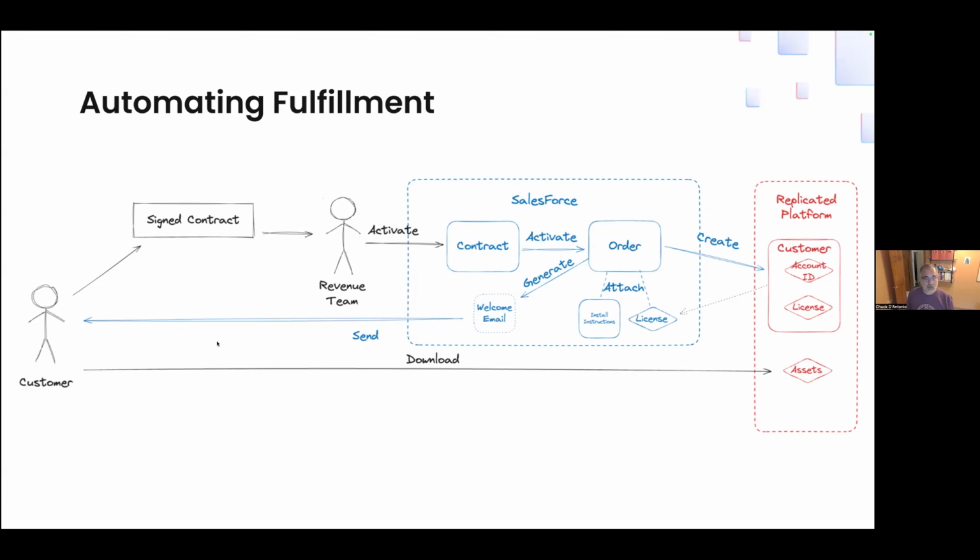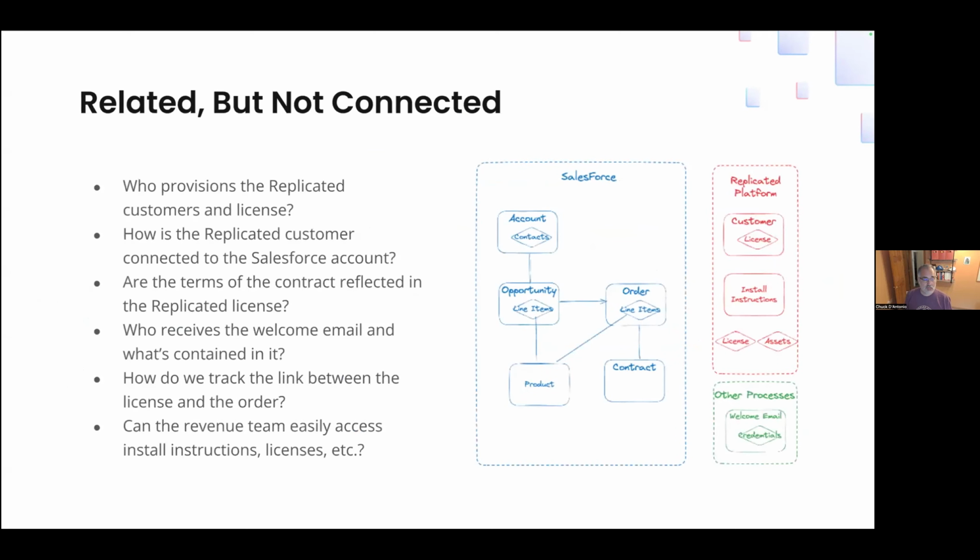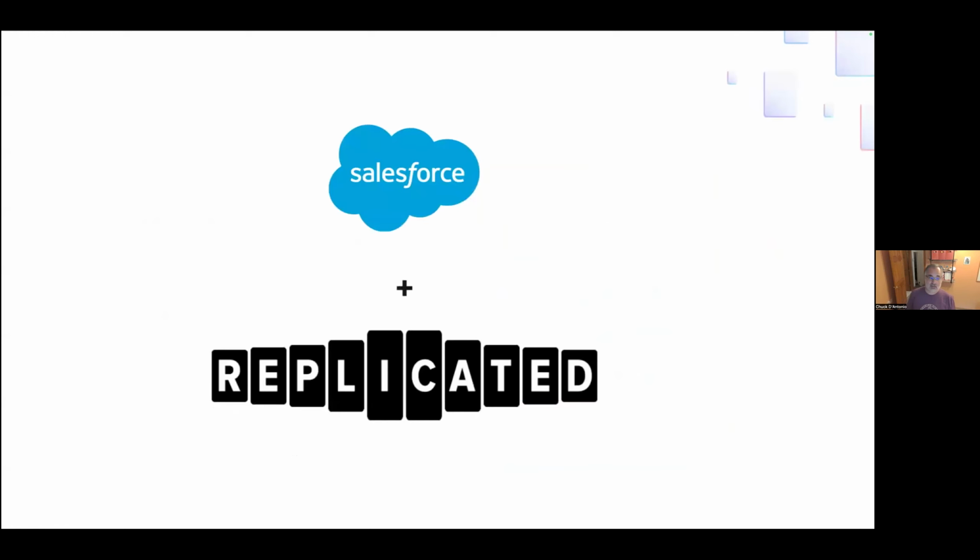So thinking about that, we start to answer these questions. Who provisions the Replicated customers and license? Salesforce. How do we connect these two for later analysis in our systems? We use the custom ID on the Replicated customer. We save the Salesforce account ID there. So now we have these three things tied together. How do we know that the terms of the contract are reflected? Well, we're going to use the details from Salesforce to make sure we set up those license entitlements. Who receives the welcome email? What's contained in it? A Salesforce contact, the install instructions and potentially the license file. How do we track the link? We're going to have the license attached right there in Salesforce. And how can the revenue team go back and easily access all of these things? They're going to be right there in Salesforce.